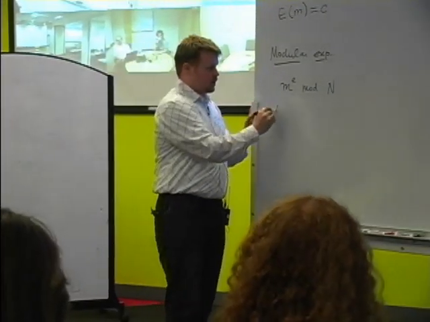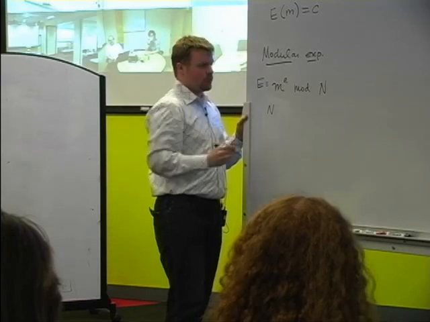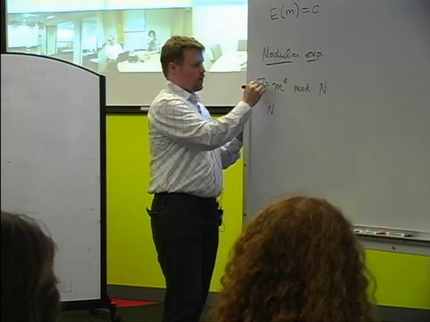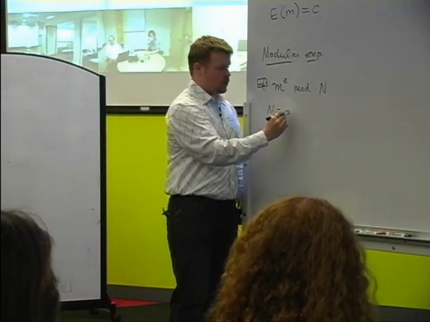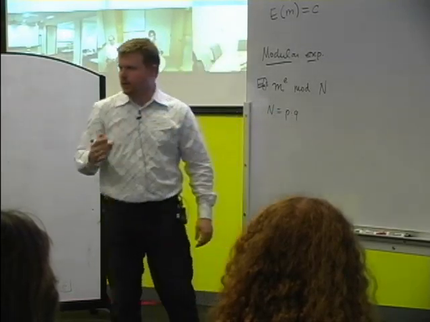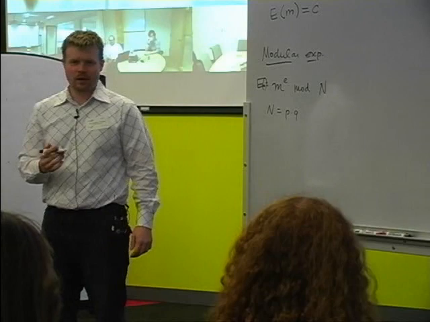Typically N, so this is our encryption function. An encryption function of M is M to the E mod N, and N is the product of two large prime numbers, P times Q, we'll call them just for tradition's sake.